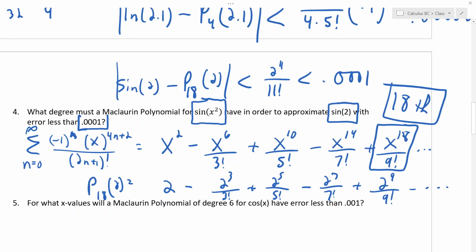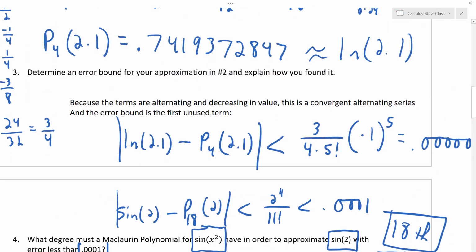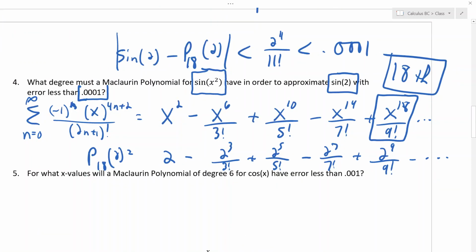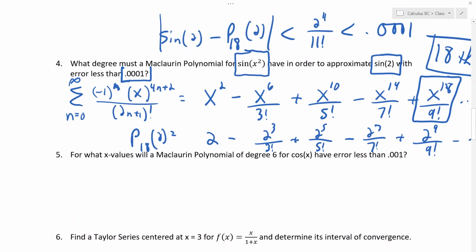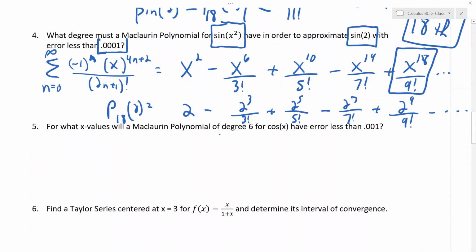So again, we have given a polynomial. Can you tell me what the error is? We have given an approximation we want to make. How far out do we need to go? Okay. And my next question is, given a polynomial with a known degree, how far out can I go with x? Okay, like how far can I go from the center?